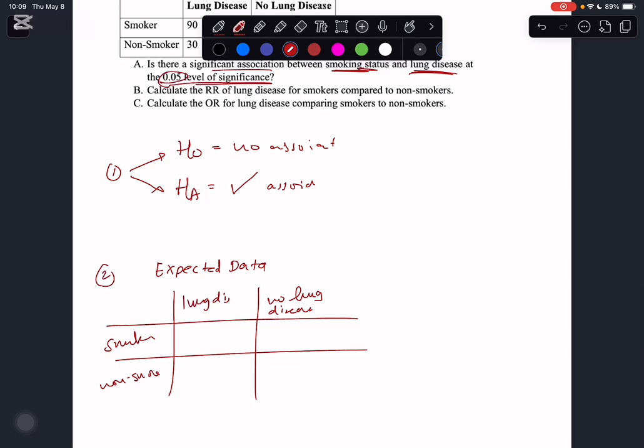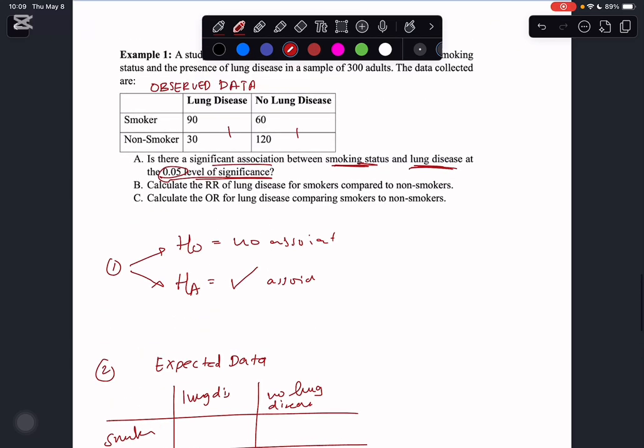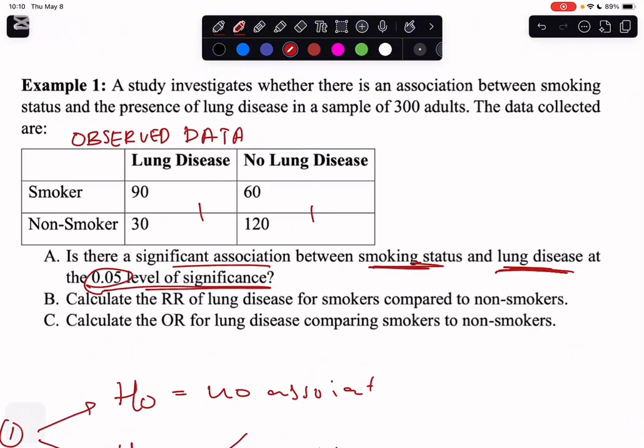This is an expected data. This is based on a ratio. So this is what we're supposed to find. Now, how are you going to get this? First, you're going to go to this table.